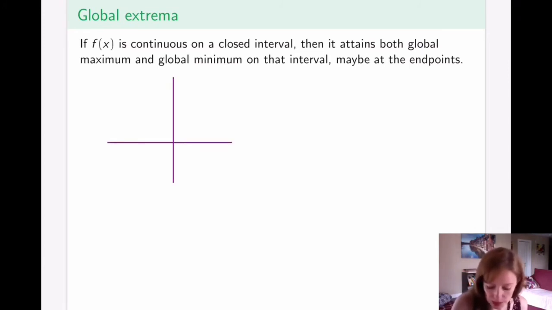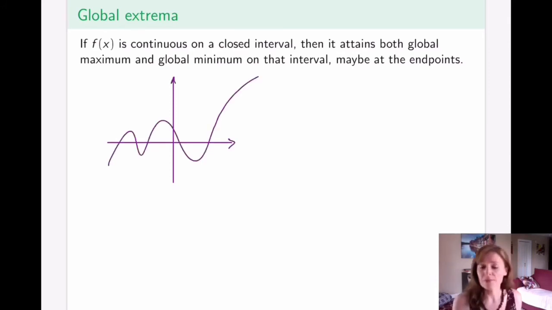So if we just sketch ourselves an example of a function, it doesn't matter what it looks like. Let's say I have a function that looks like this. Okay, what it's saying is if I pick a window that I look at the function through, I'm guaranteed to see the highest point and the lowest point. They might occur at the natural peaks and valleys, at the local maximum and minimum, or they might happen at the endpoints.